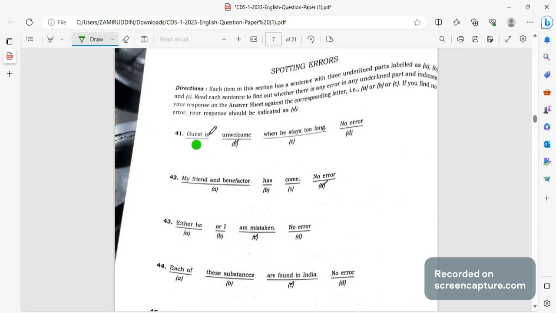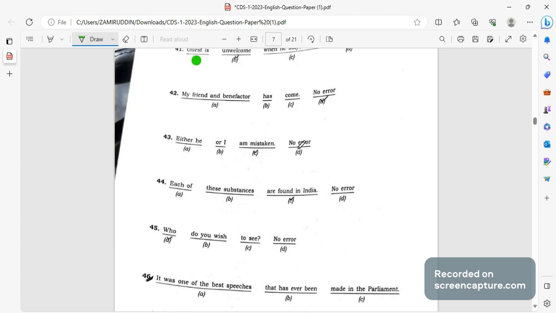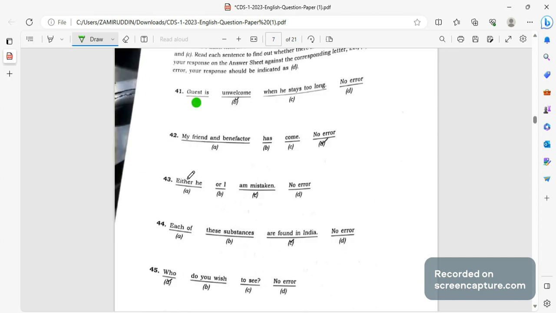The guests are unwelcome when he stays too long. So guests are unwelcome when he stays too long. So our wrong one is guest is. So the first one is wrong. My friend and benefactors has come. This is the correct one.